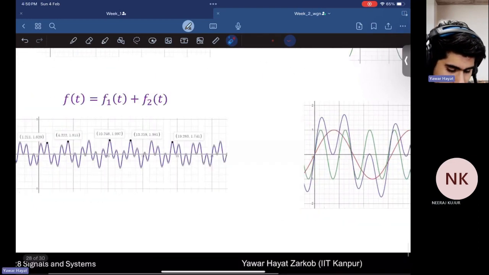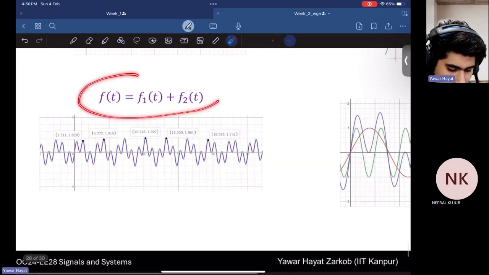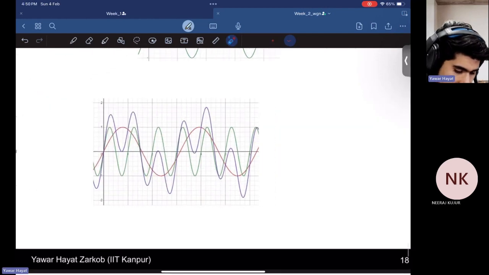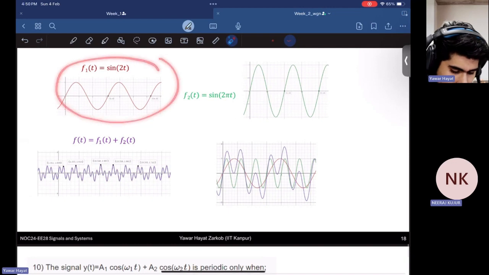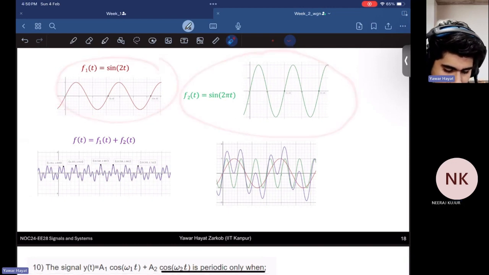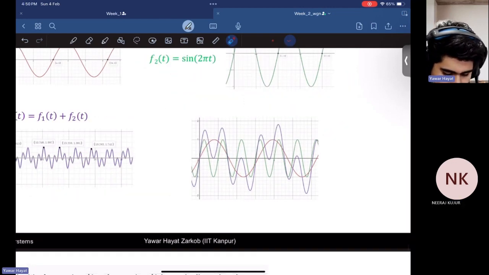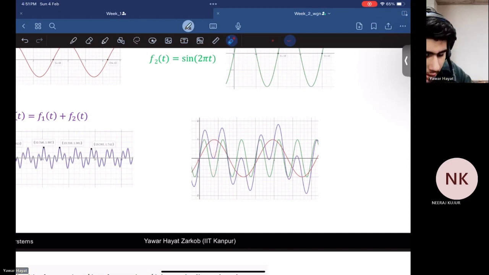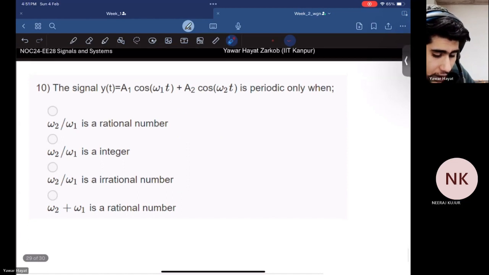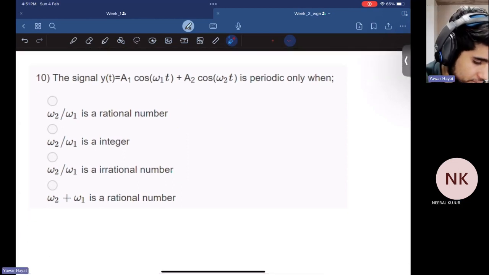So this is how this function was constructed. This red one is sine of 2t, and sine of 2 pi t is this green one. And if you add these two, you get this. Okay, now the last question for today.